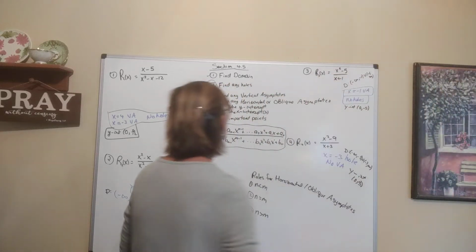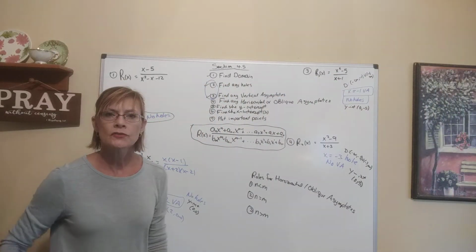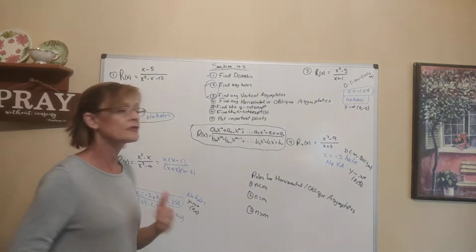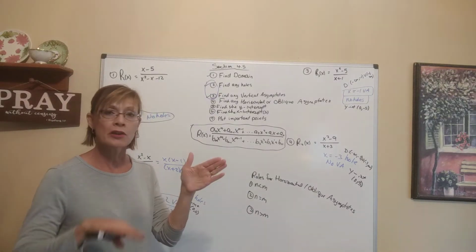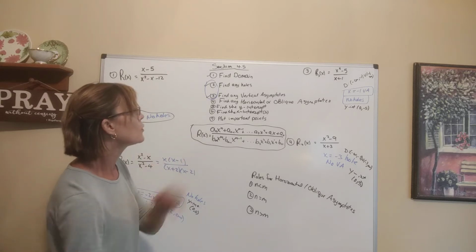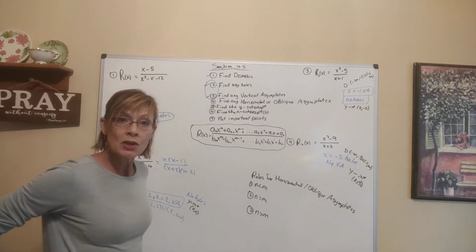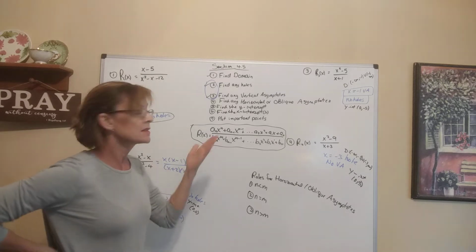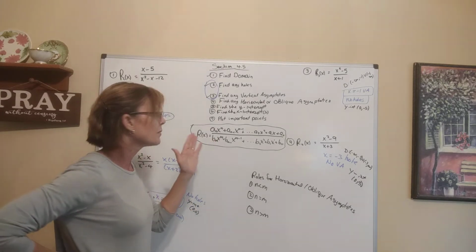Okay, this is part 2 of graphing rational functions. Rational functions are fraction functions. They have a numerator and a denominator. And so for this second part, we're going to look at horizontal and oblique asymptotes, finding x-intercepts perhaps, and finishing this off by graphing this.